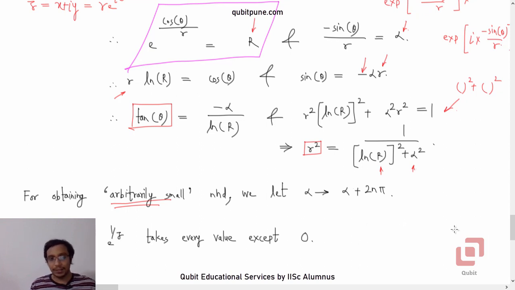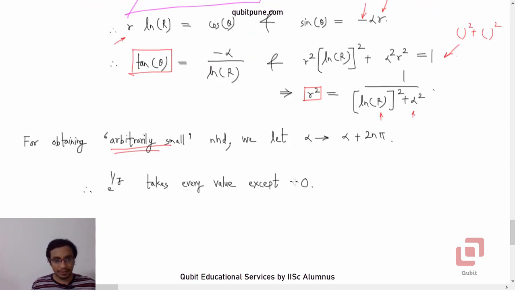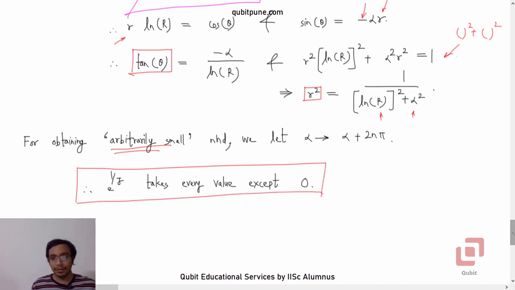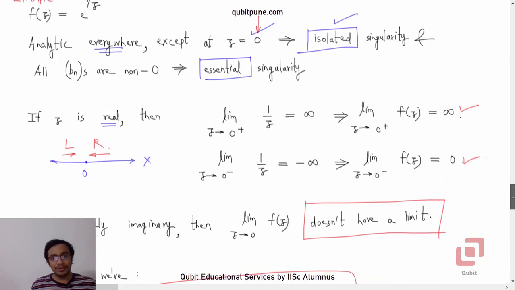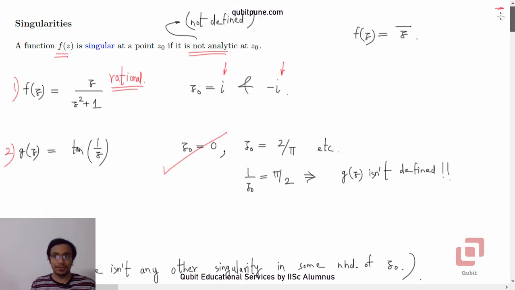So that proves that e to the power 1 upon z takes every value except 0. And that verifies Picard's theorem. Okay, fine. So this was the discussion as far as the singularities are concerned. Let us now go to zeros.